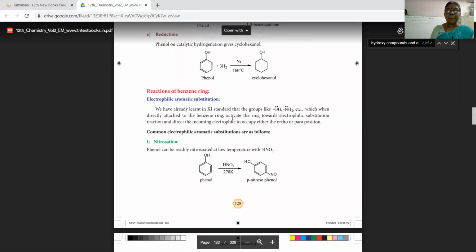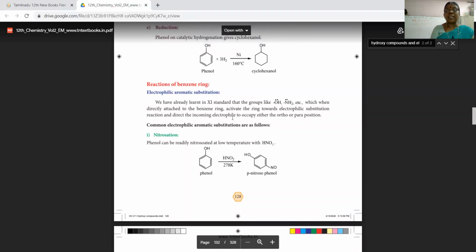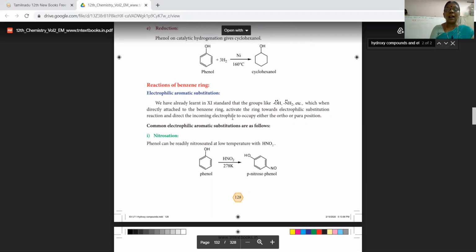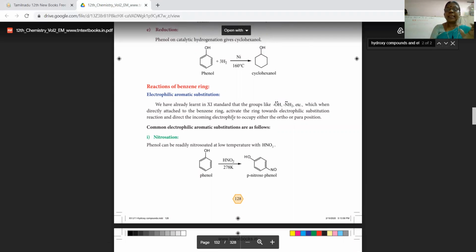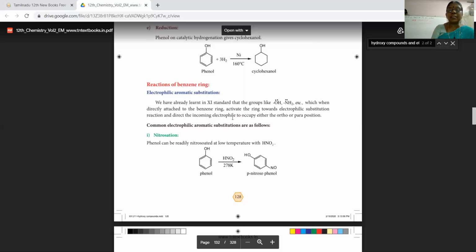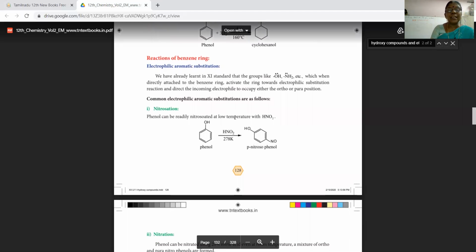Then reactions based on the benzene ring. Electrophilic aromatic substitution. In 11th standard itself we studied that the OH group and NH2 group, which are directly attached to the benzene ring, activate the ring towards electrophilic substitution and direct the incoming electrophile to occupy either the ortho position or the para position. The common electrophilic aromatic substitution reactions are nitrosation. That is, phenol can be readily nitrosated at low temperature with HNO2, that is nitrous acid.